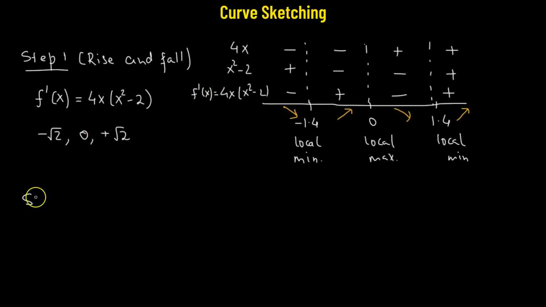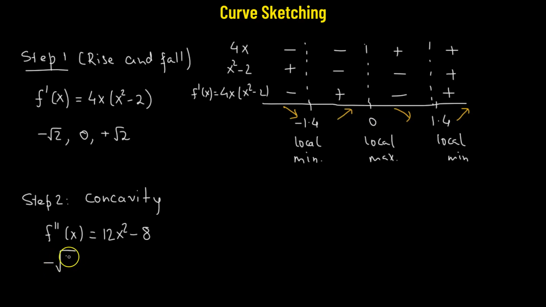Now we're in step number 2. We are going to check the concavity. For this, we are going to consider our second derivative. Our second derivative was 12x^2 - 8. And we had 2 inflection points. One inflection point was negative square root of 2 over 3. And the other possible inflection point is square root of 2 over 3.